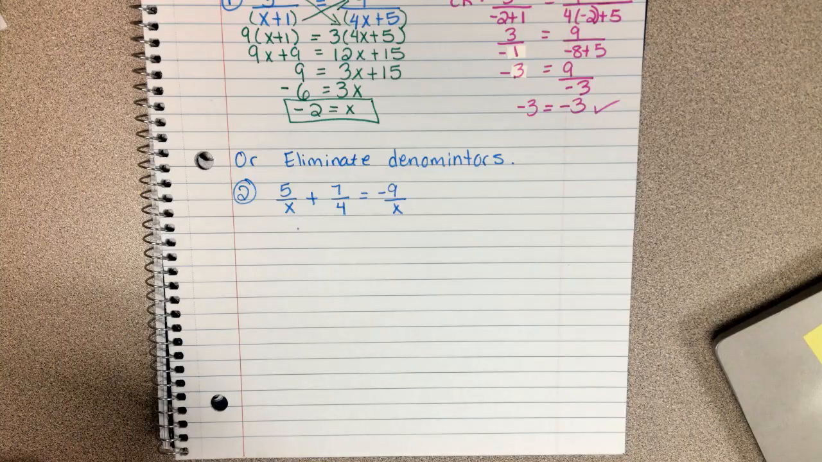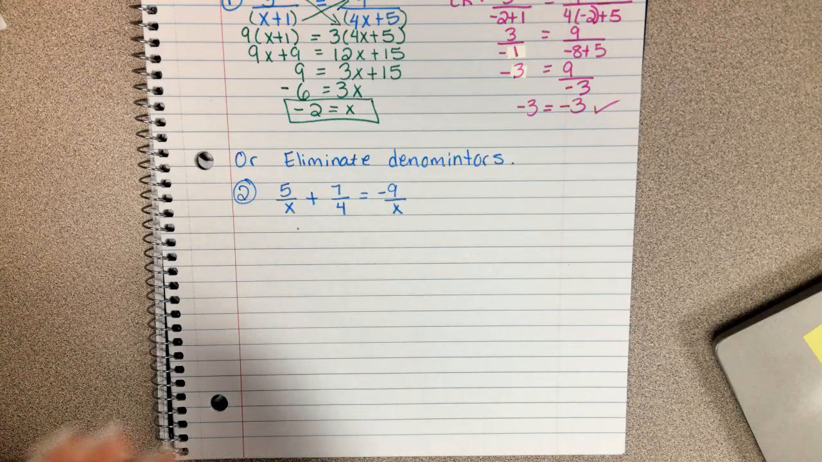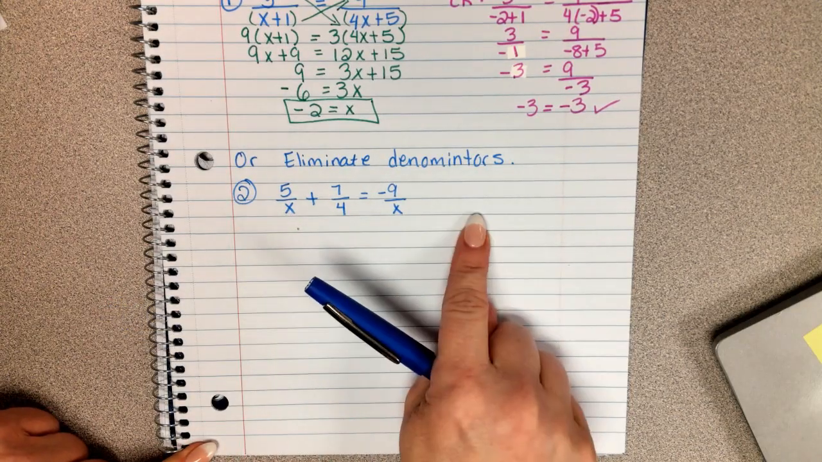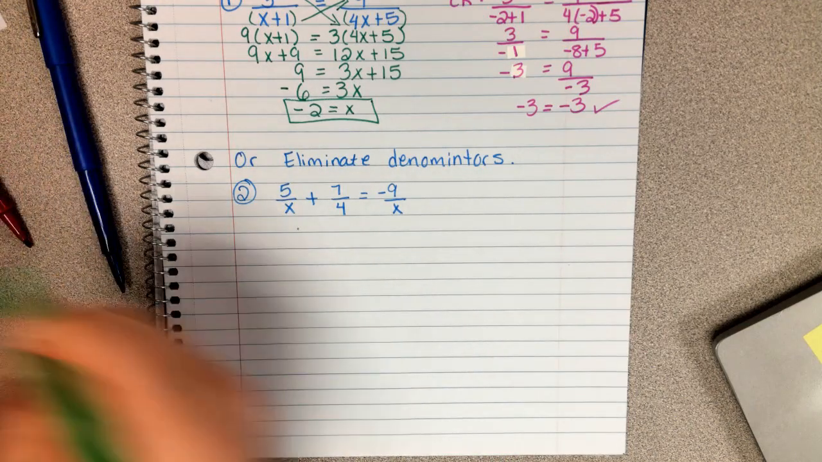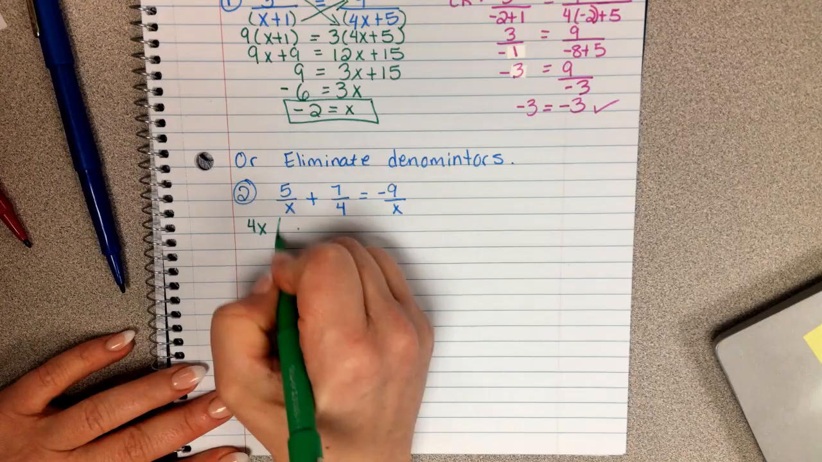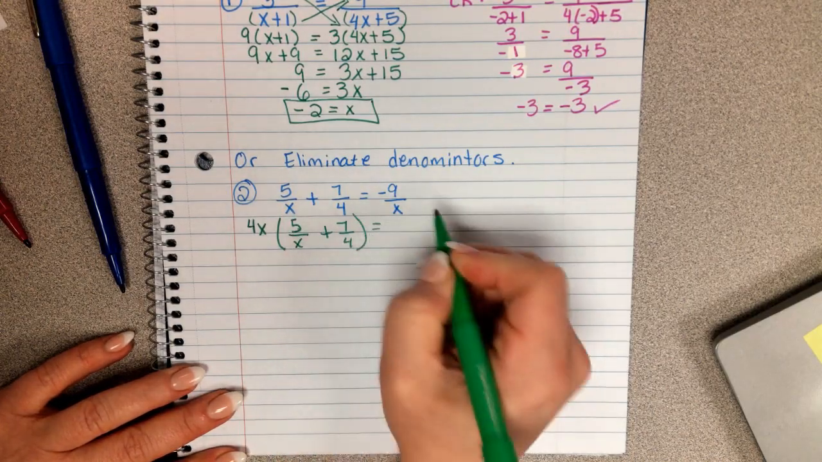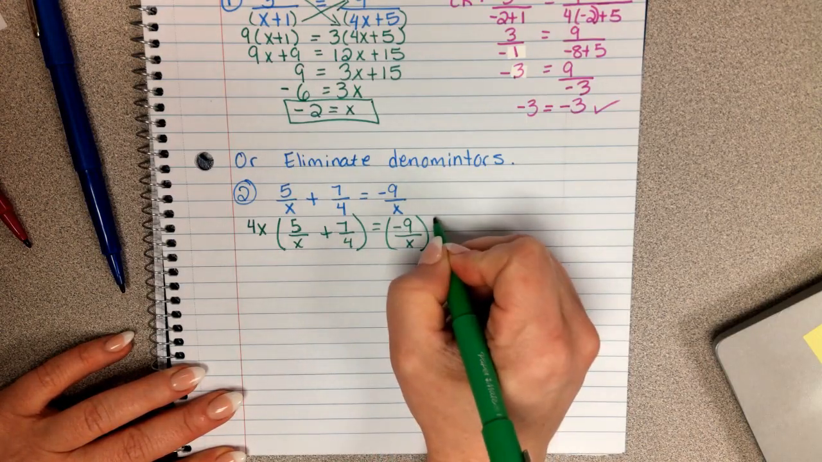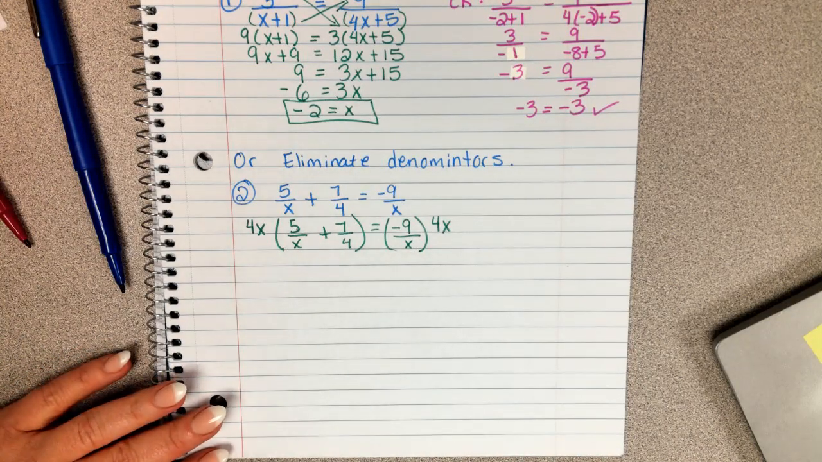What I'm going to do to get rid of these denominators is multiply both sides by the same number. I can multiply both sides by anything I want as long as it's the same number. I'm going to make sure it includes all of the denominators. In my denominators, I have x and I have 4. So I'm going to multiply this side by 4x, and I'm going to multiply this side right here by 4x. Now, when I do that, you're going to see some interesting things.